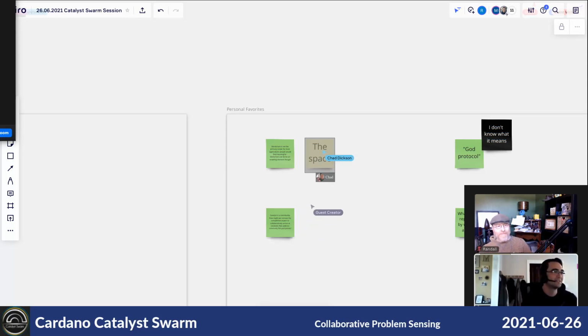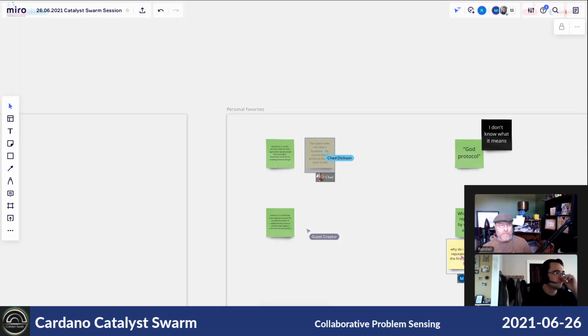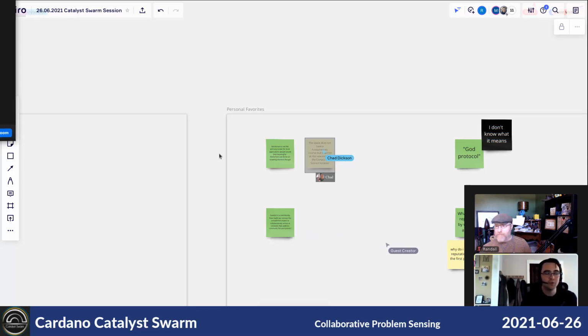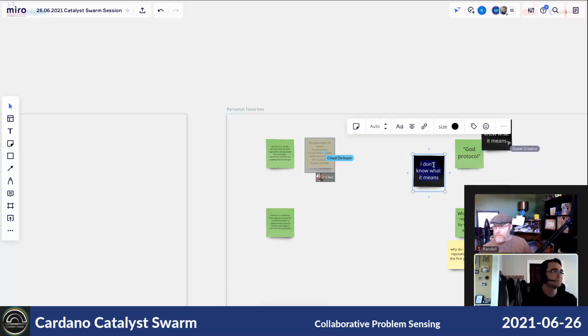This isn't about ganging up on people. This is about exploring the edges of problems. Just as a reminder, if you want to drop a sticky note, you can highlight any sticky note, Control-C, Control-V will give you a good old copy and paste, and then you can double click on the text to overwrite and start typing in your own comments.